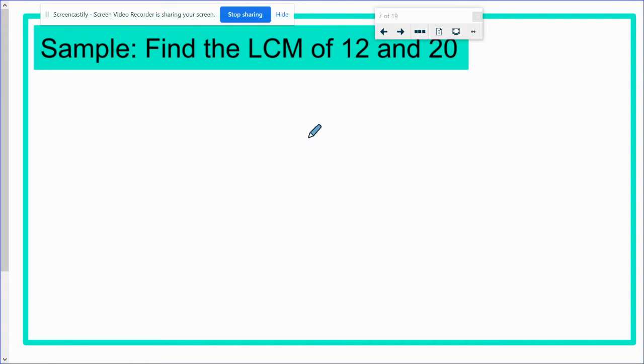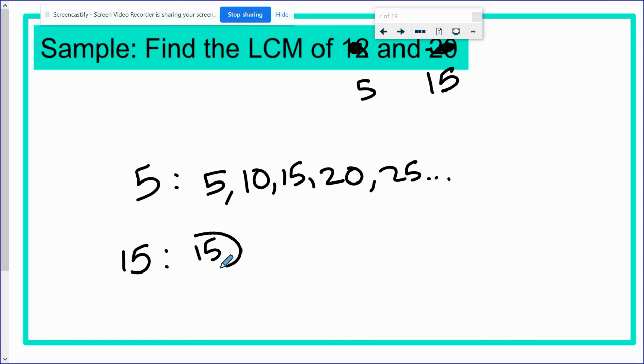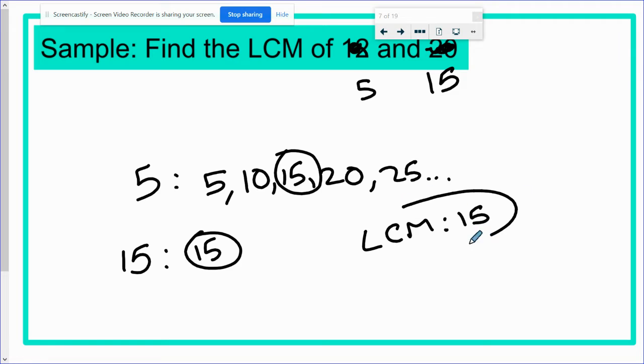All right, let's do 5 and let's do 15. So 5 and 15. Let's start with the multiples of 5. Skip count by fives: 5, 10, 15, 20, 25, and so on. Again, I like to start with the first 5, but you can keep going if you need. Now let's start with the multiples of 15. 15, I already have it. So the LCM of 5 and 15 would be 15. This is because 15 is a multiple of 5. That's why it happens to be one of the numbers in this case.